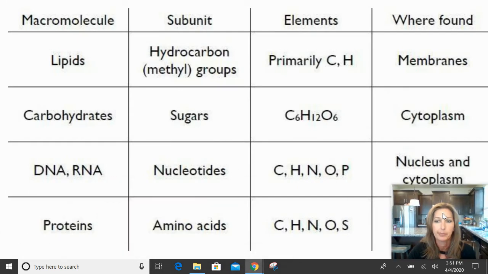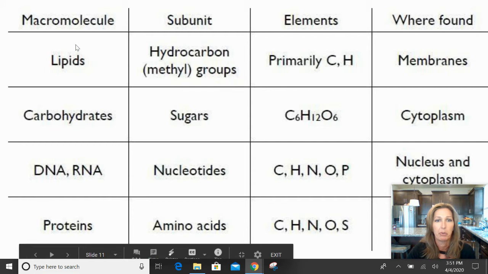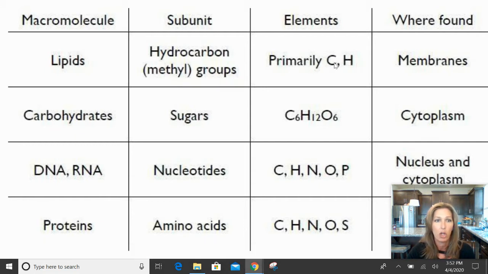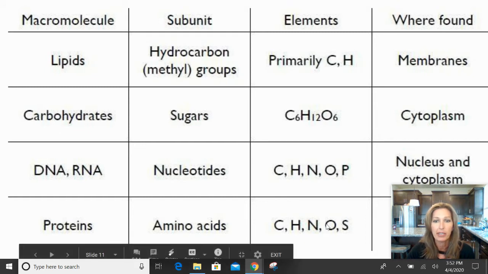In lipids, remember, we're talking primarily about carbon and hydrogen. These are long, long chains of hydrogen and carbon. We'll talk then about your monomers and polymers, though, that actually do have some oxygen with them. Your carbohydrates are going to have carbon, hydrogen, and oxygen in a 1 to 2 to 1 ratio as a monomer. But in your DNA and RNA, we're going to have nitrogen and phosphorus, and proteins are going to have nitrogen and sulfur, because remember that sulfhydryl group that is in the R groups of some of your amino acids.